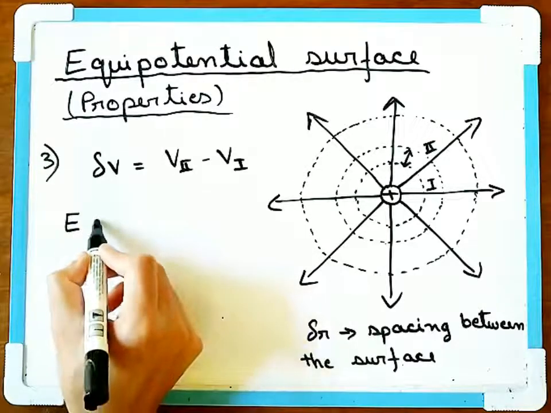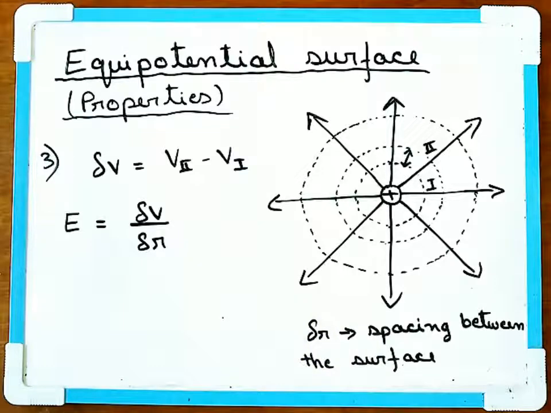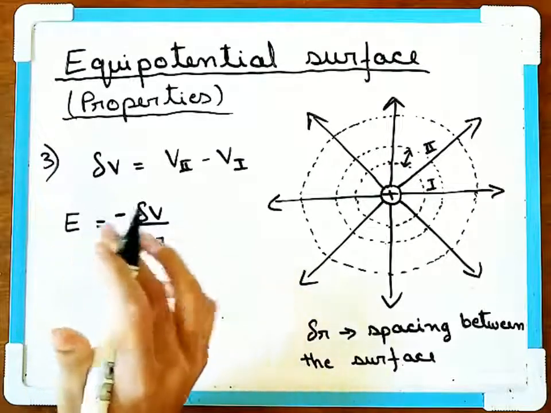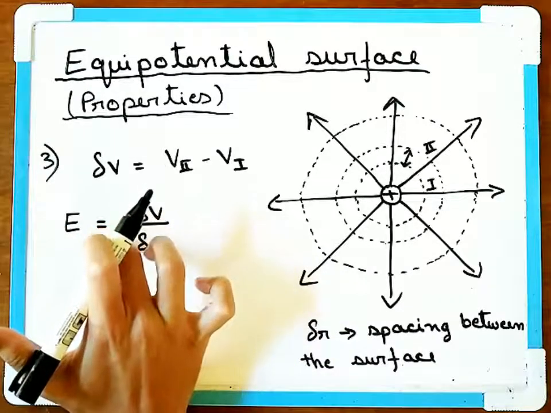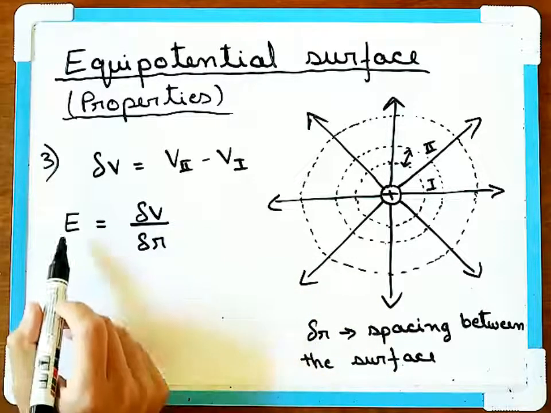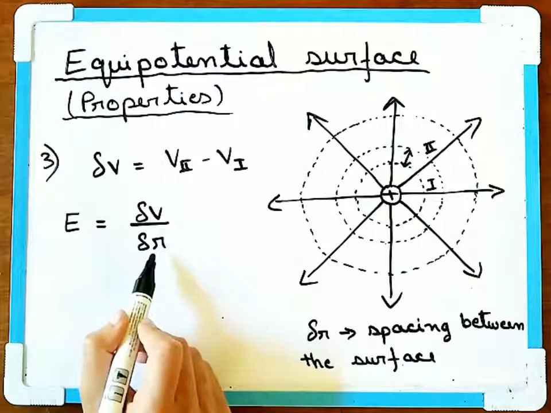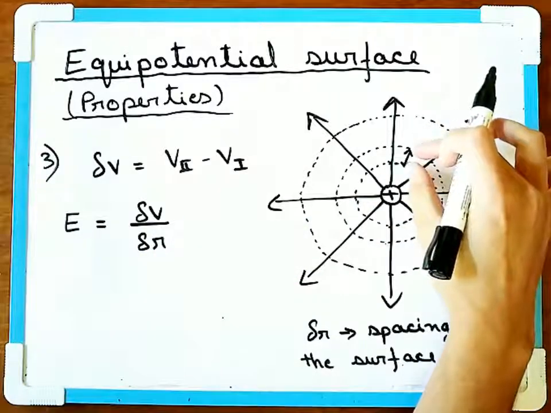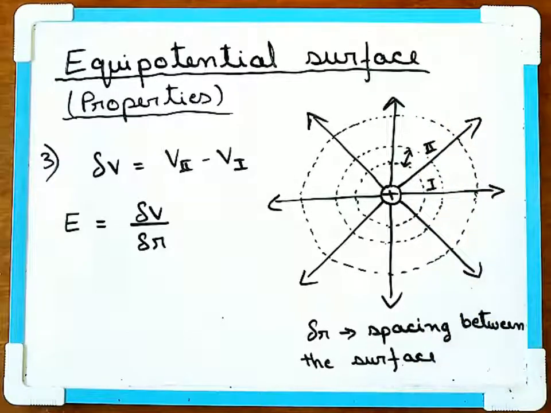Hence your E will be given as delta V by delta r. Okay, so we can have a minus here to indicate that the potential decreases in the direction of E. But in magnitude, I'll just write delta V by delta r. So here you can see that if delta r is small, the electric field will be large, and if delta r is large, if the spacing is large, then the electric field will be small. Which is the case here also. If this delta r is small, E will be large, and if delta r is large, E will be small. So that is the third property of the equipotential surface.